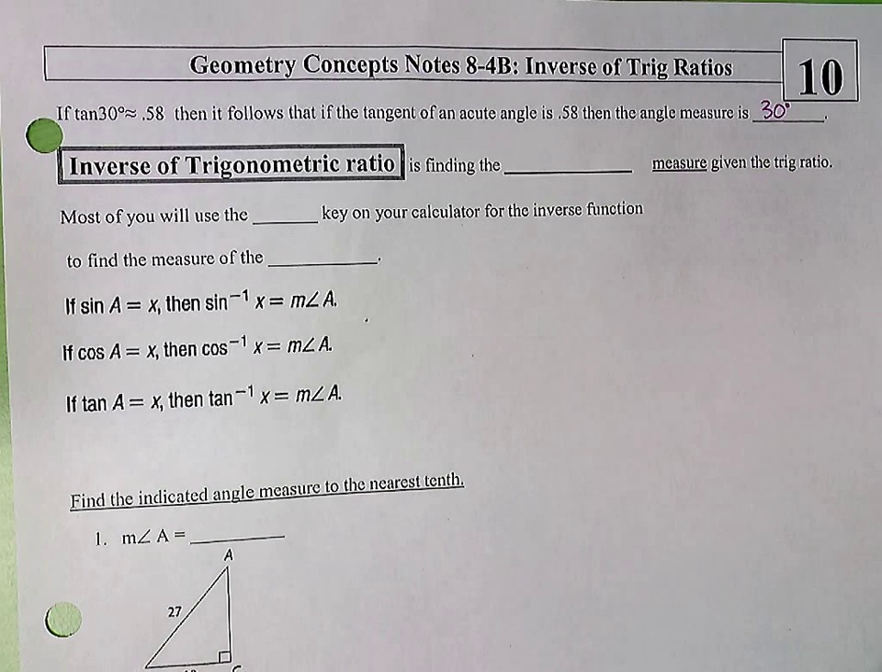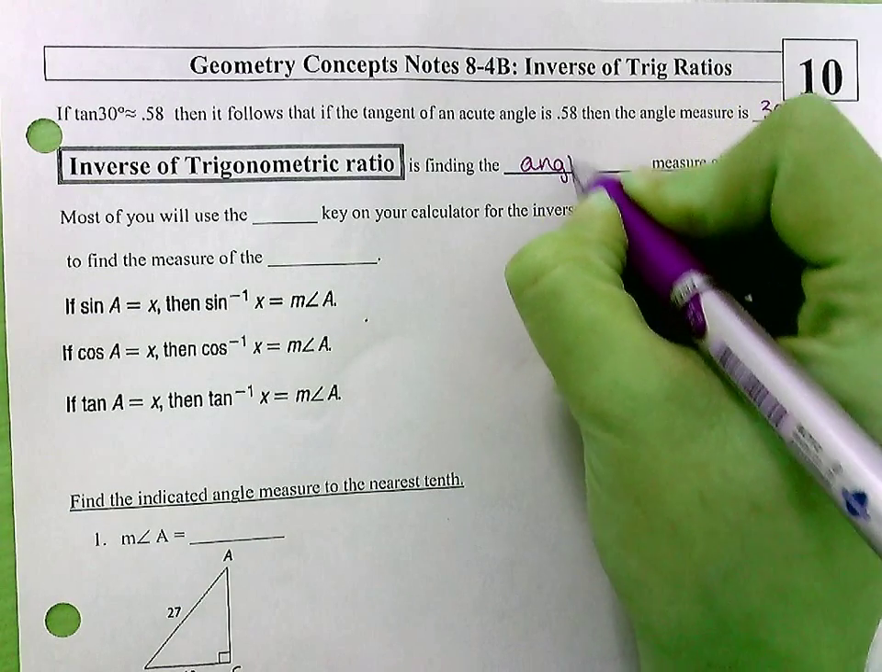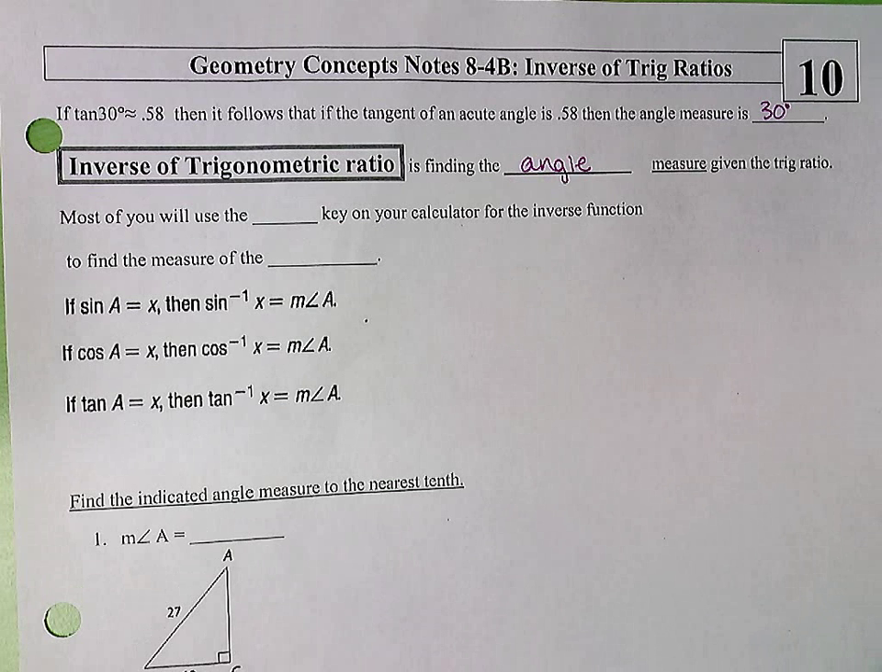Say you had tangent of a variable, so tangent of x instead of tangent of your angle, and that was equal to 0.58. We could figure out that the angle was 30 degrees. So the inverse of a trig ratio is finding the angle measure given that trig ratio. What we're doing today is finding the angles, not the sides, of your right triangle.